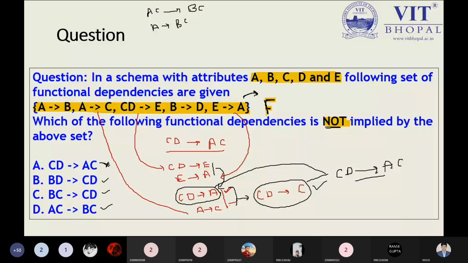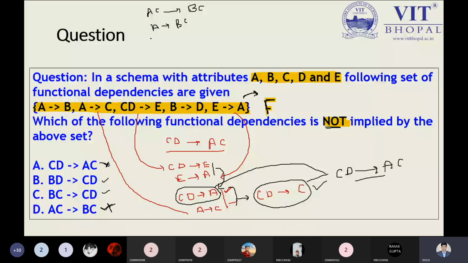So A determinant to C, yes, it is given. A determinant to A is given. A determinant to B is given. And CD determinant to E and BD determinant to B. So is AC determinant to BC also possible or not? Possible, sir. So this will not be our answer. This will be no, because it is also possible.